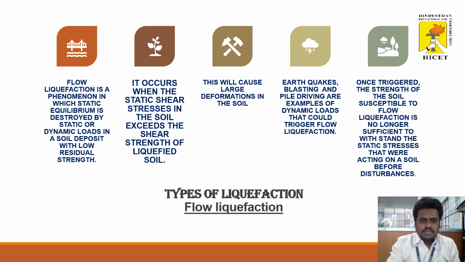So, the first type is flow liquefaction. It is a phenomenon in which the static equilibrium is destroyed by static or dynamic loading in soil with low residual strength, where the static shear stresses on the soil exceed the shear strength of the liquefied soil. This causes large deformation in soil structures. Earthquakes, blasting, and pile driving are examples of dynamic load conditions. On trigger, the strength of the soil susceptible to flow liquefaction is no longer available.